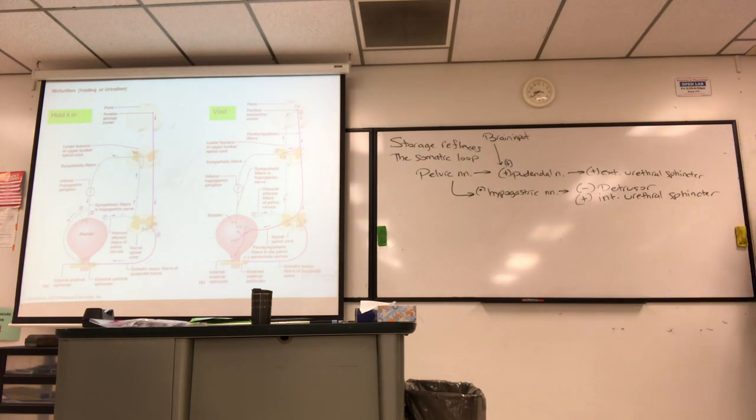So a lot of details here. Again, what's the take-home message? Are we holding it in or are we voiding? We're holding it in. And so this right here, the plus, negative, plus, make that make sense to you. You contract the sphincters. That helps you hold it in. You inhibit the detrusor muscle, the muscle of the bladder. That helps you hold it in. I think that part's easy to understand if you know what a sphincter does.